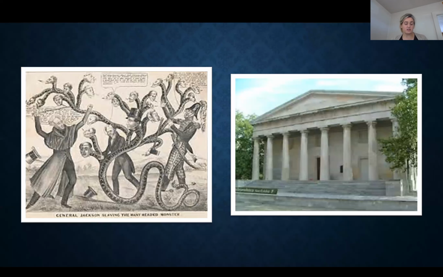Now we're going to look at Jackson's war against the Second Bank of the United States. If politics is personal, it is very personal to Andrew Jackson. Jackson had a very strong hatred of Henry Clay, and his hatred had come about partly due to Clay's role within the presidential election of 1824 and the presidential election of 1828.